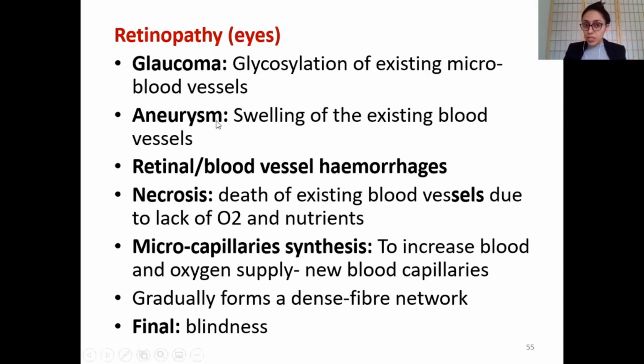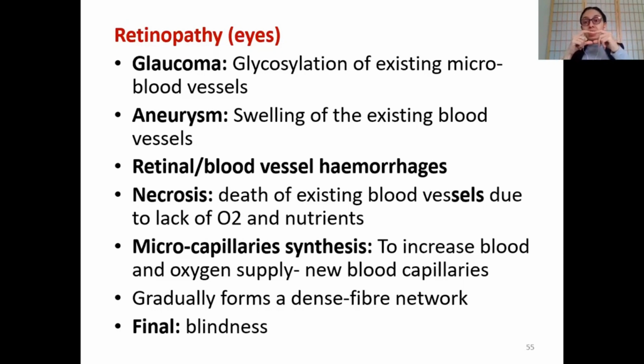This is called an aneurysm, meaning you have swelling of blood vessels. The first stage is glycosylation of your blood vessels. This results in aneurysm, which is swelling of your blood vessels. Then what happens? The blood vessels can only swell up to a certain point. Then you may have breakage of these blood vessels. This is called hemorrhage. So, blood vessel hemorrhage.